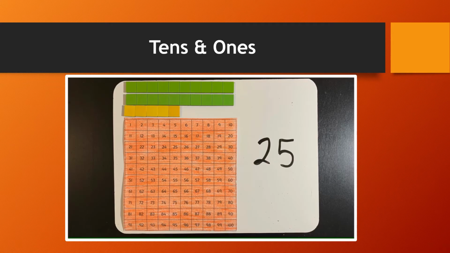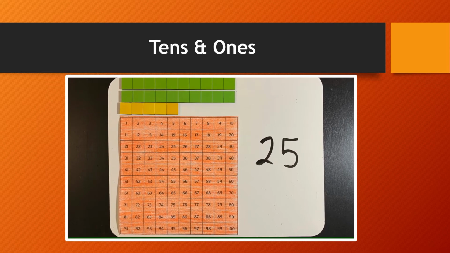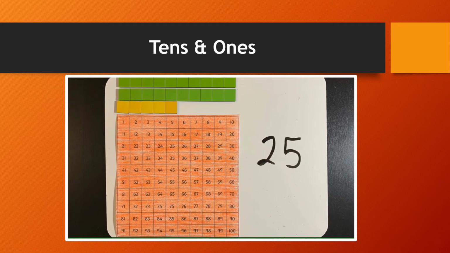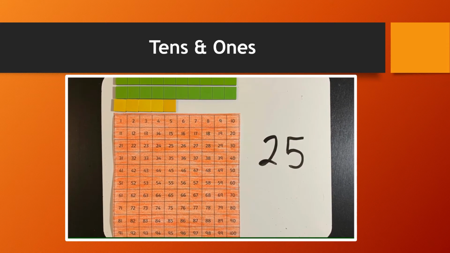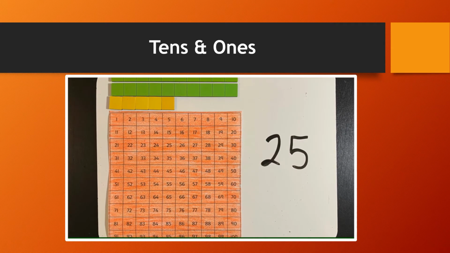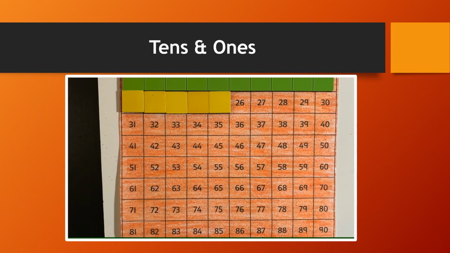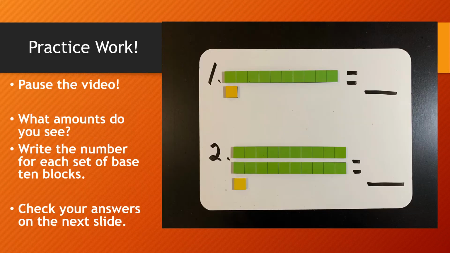Now let's look at the number 25. 25 has 2 tens and 5 ones. If we were to take the base 10 blocks for 25 and lay them over the 100 chart, you would notice that exactly 25 squares are covered.